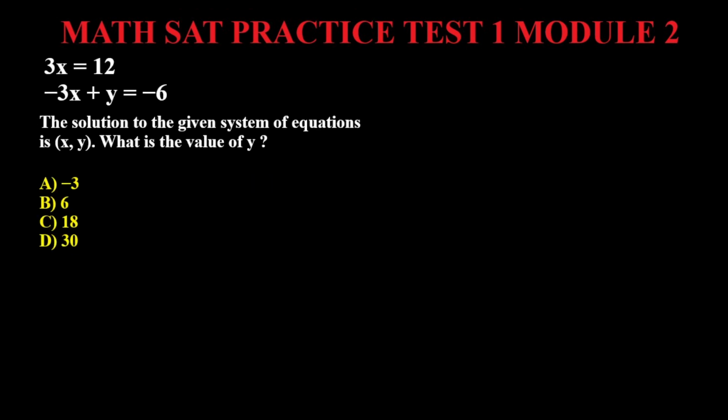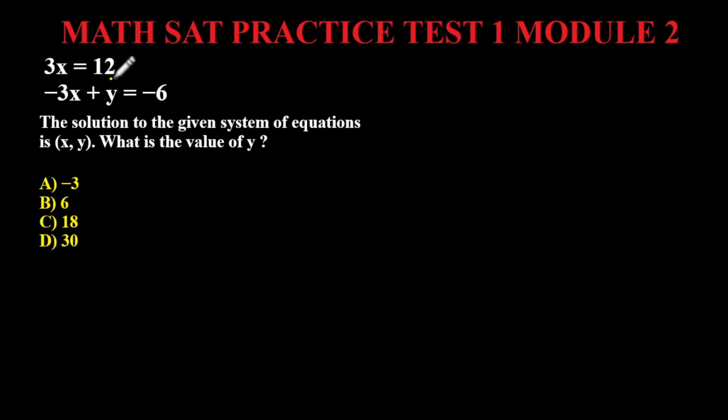We're given two equations and we're asked, the solution to the given system of equations is x comma y. What is the value of y? Well, there's three different ways to solve a system of equations. The first is graphing, the second is substitution, and the third is elimination. And this one is set up perfectly for elimination.